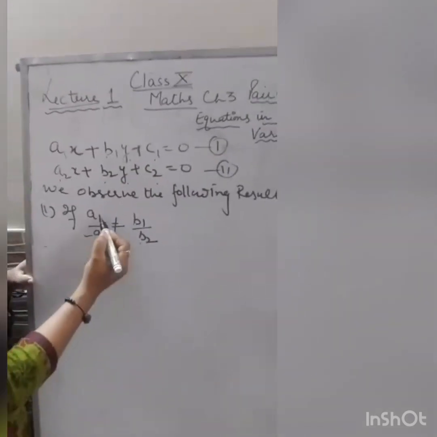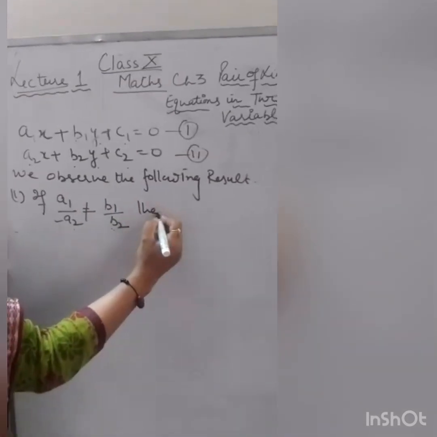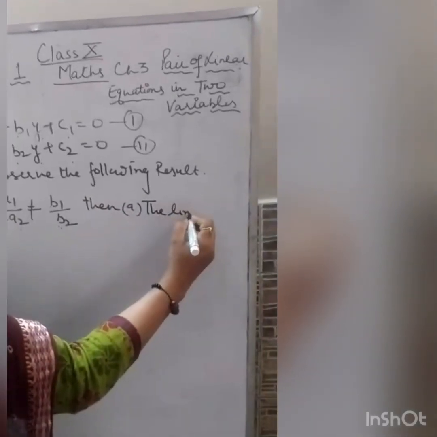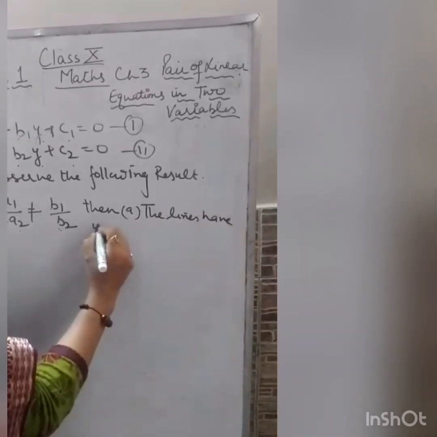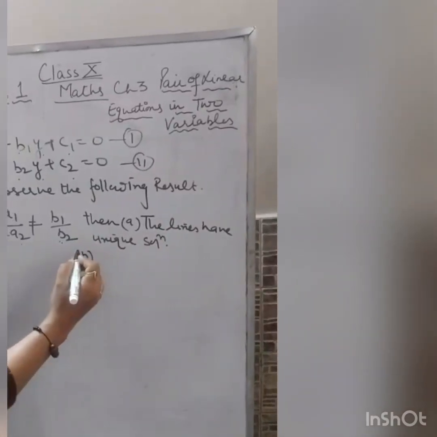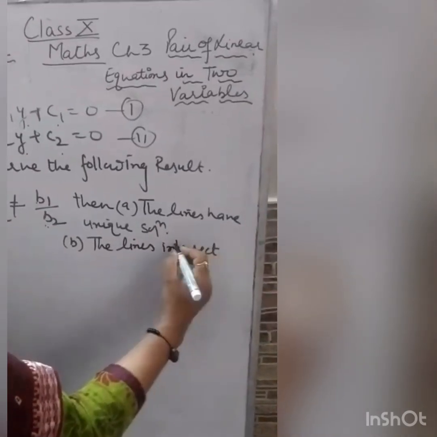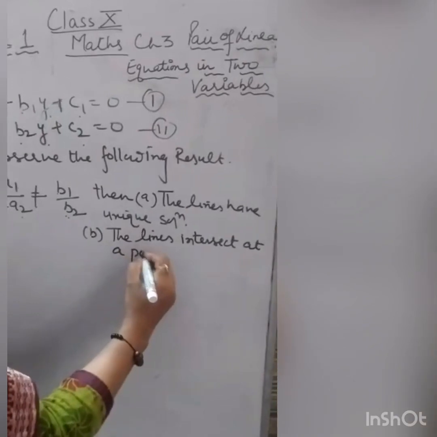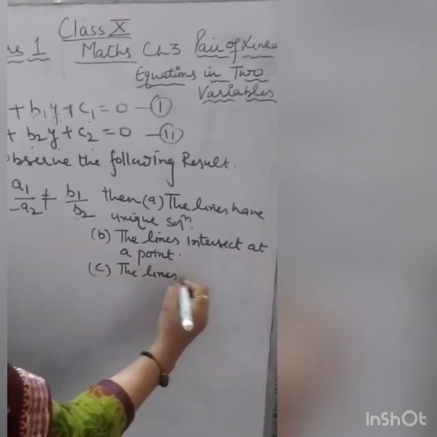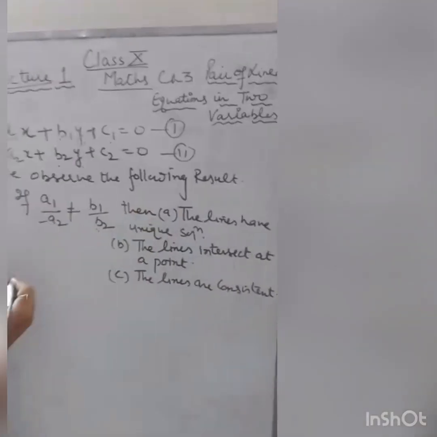So if you find that a1 upon a2 is not equal to b1 upon b2, then the lines have unique solution, intersect at a point, and third is the lines are consistent. This is the first case.